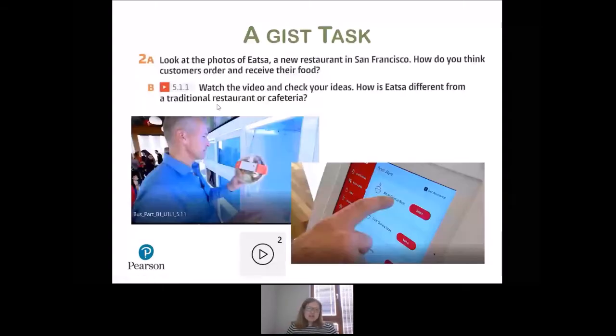After the lead-in, there's a gist task that follows. So again, I would like you to have a look at the 2 pictures that we have there. And there's the question 2A. Look at the photo of Pizza, a new restaurant in San Francisco. How do you think customers order and receive their food? So what would you think? If you have a look at those pictures, what's special about this restaurant? How do the people order and receive the food?